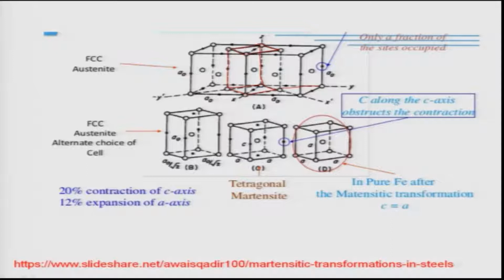The moment you have carbon atoms in the steel, this carbon atom actually goes and sits in this position. You see here, these are the marked positions of white with black dots. That is where the carbon atoms are sitting.